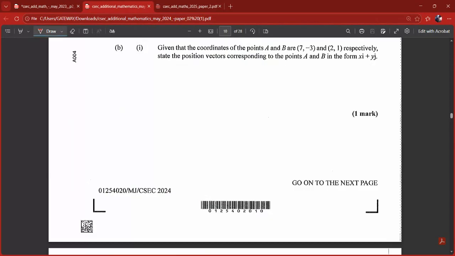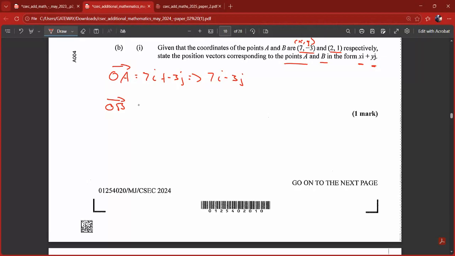So let's say, given the coordinates of the points A and B are (7, -3) and (2, 1) respectively, state the position vectors corresponding to the points A and B in this form here. So OA is the position vector that will consist of 7i plus negative 3j, so 7i minus 3j, because the 7 is x and the negative 3 is y. Right? So therefore OB, using the same procedure, would be 2i plus 1j, or just j. Right? So you understand this, right?